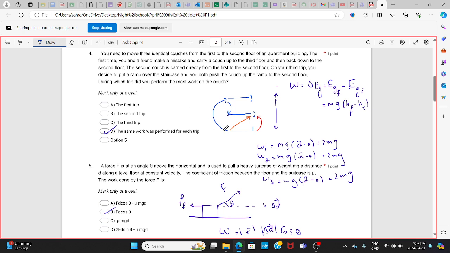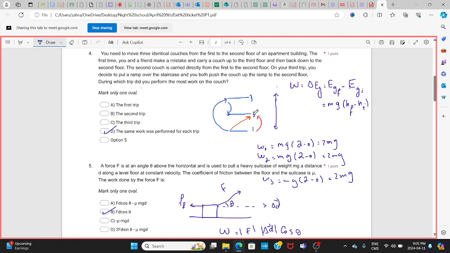Okay, because the work you do from floor 1 to 3 is positive, and from floor 3 to 2 the work is negative. Overall it will be the work from floor 1 to 2, right? The same thing for here, it doesn't matter if you take a ramp or take it straight up. It's your delta H changing, right?